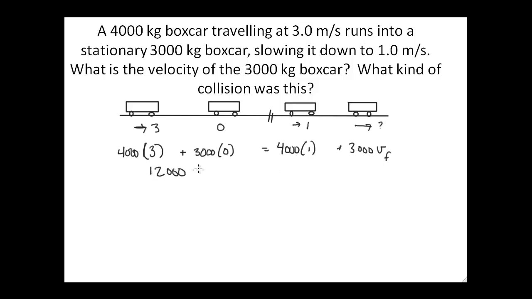So 12,000 equals 4,000 plus 3,000 VF. 8,000 is 3,000 VF. So VF ends up being 8,000 divided by 3,000, 8/3, or 2.67 meters per second. And notice we have a positive answer, which makes sense because both cars are still going in the positive direction. Now, what kind of collision is this?